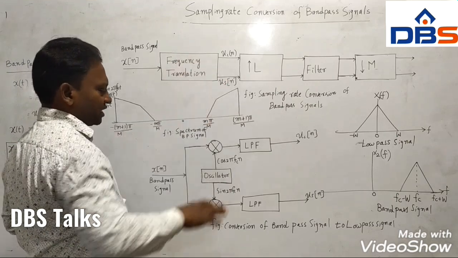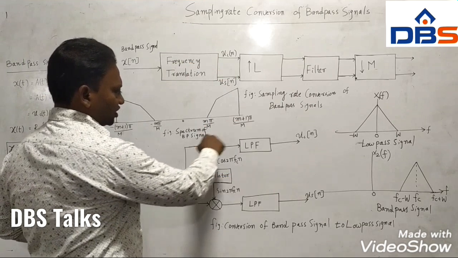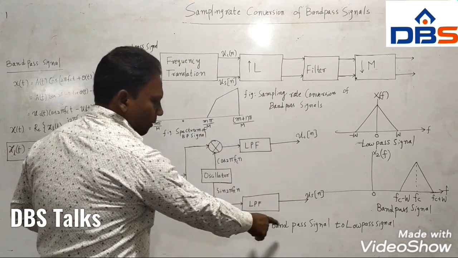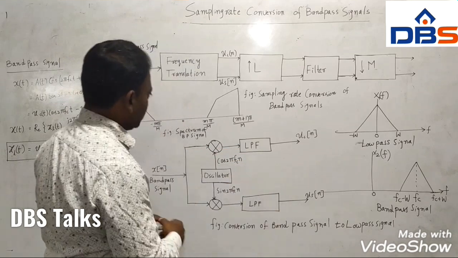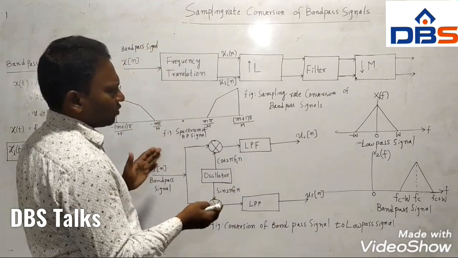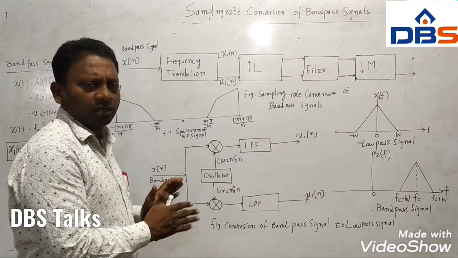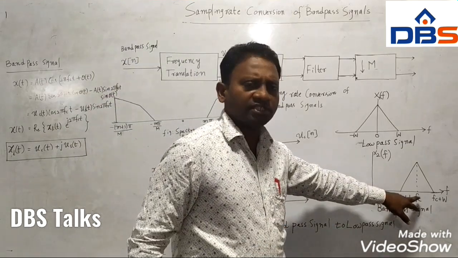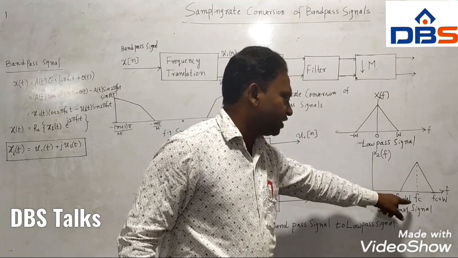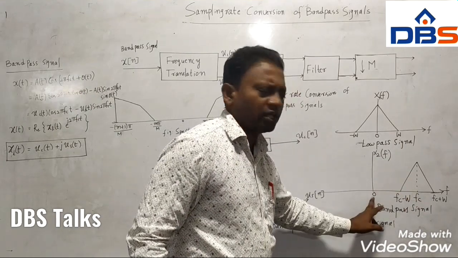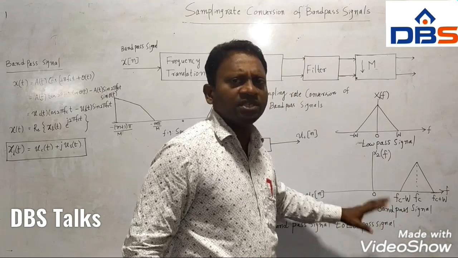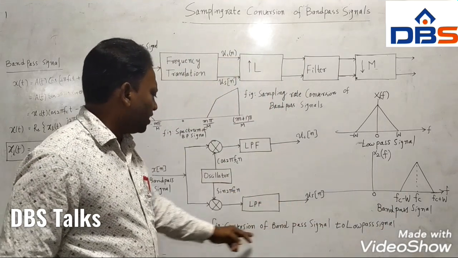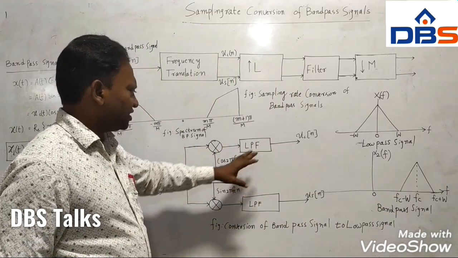Inside the frequency translation block, we have this arrangement. This is a conversion of a band pass signal to a low pass signal, that is, converting the high frequency to low frequency. See, this is the center frequency Fc here. The low pass version is shifted to zero frequency, meaning centered about the origin. That is performed by this block diagram or system.